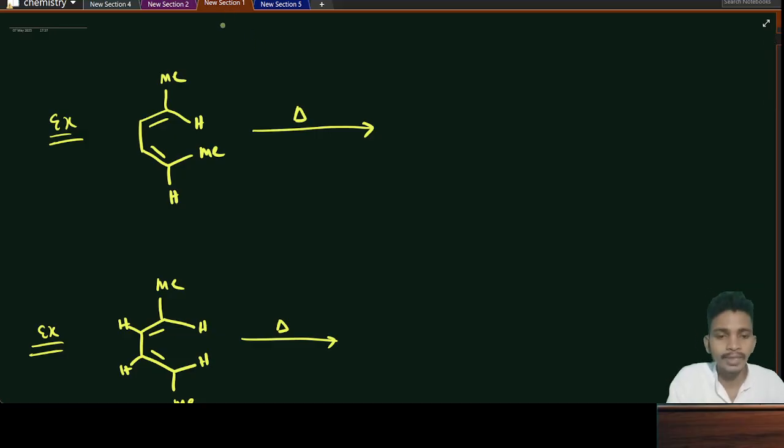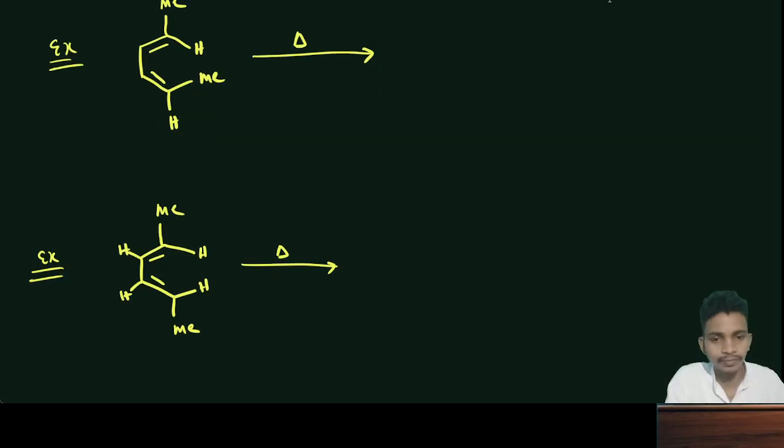So the first example is this one. Here, first we will count the number of pi bonds. How many pi bonds are there? 2 pi bonds. So 2 means even. So even lies in the 4 pi systems.